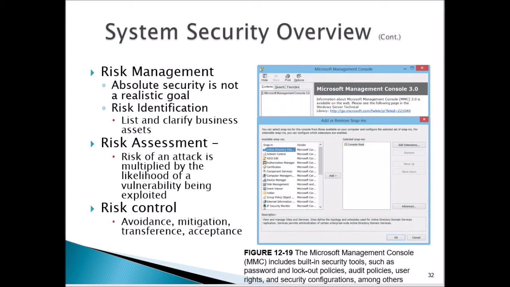We understand the concepts of zero-day vulnerabilities and what have you, which make absolute security almost an impossibility. We will go into that at some other time, but that's an important concept. Risk assessment is the risk of an attack multiplied by the likelihood of a vulnerability being exploited. Again, we understand that vulnerabilities exist that might not have been brought to the vendor or to our attention. Risk control involves the avoidance, mitigation, transference, and acceptance of certain levels of risk.